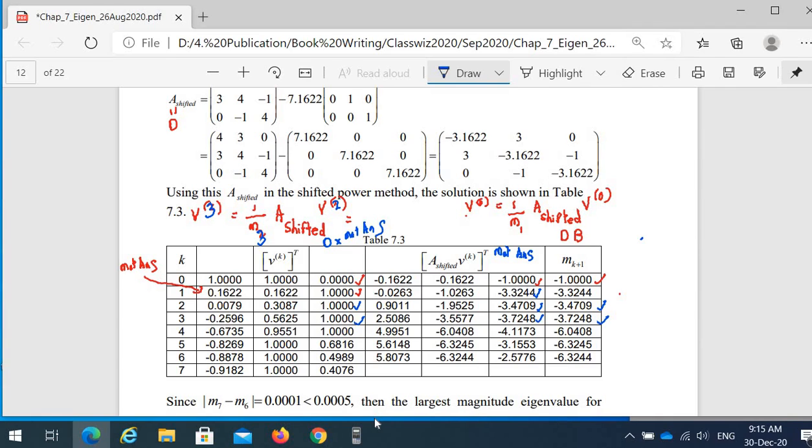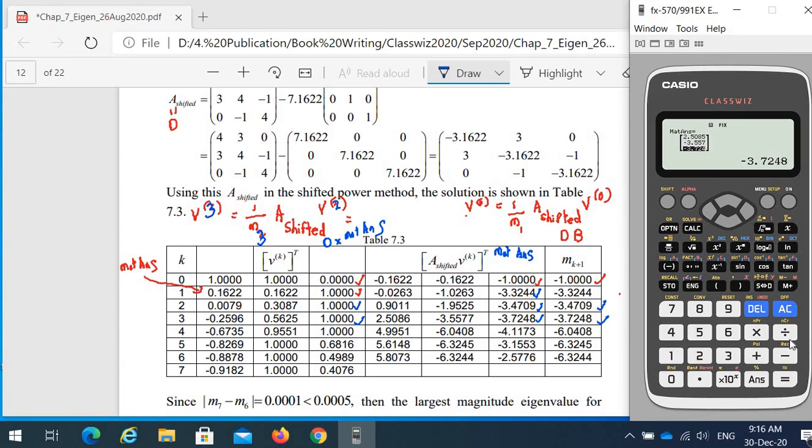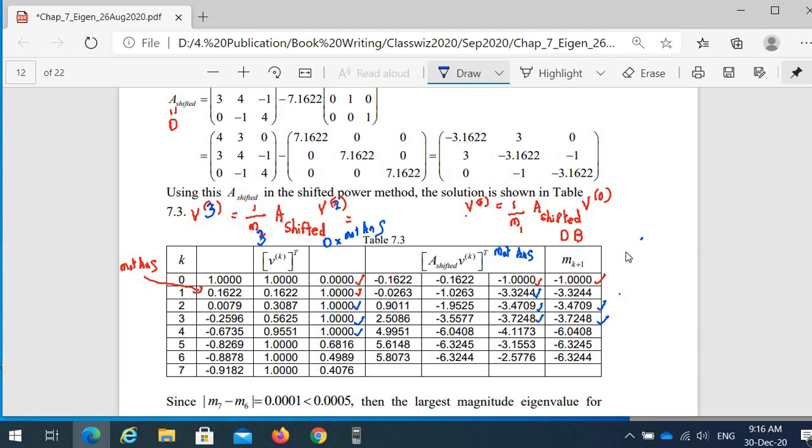Okay, to get your V number 4. Okay, so you take this one, which is max answer, divide. Because A shifted V3 is kept in max answer, so you take max answer, divide this one. Max answer divide negative 3.7248. You get your V number 4, negative 0.67359551, 1. Okay, so now this is max answer.